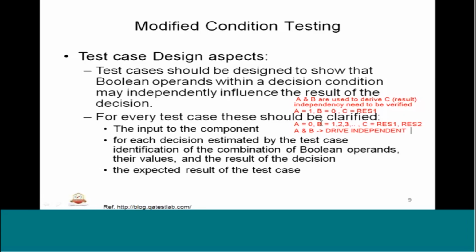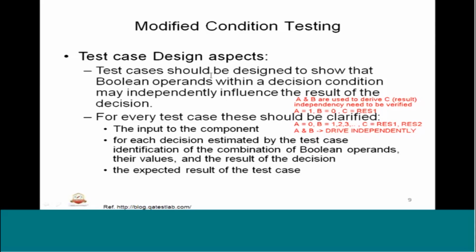So A and B will drive independently. One will be kept constant, like B, once 1, next time 2, next time 3. Sorry, we will keep A as constant. Next time we will vary B in terms of 1, 2, 3, etc. So the independency for B is being verified. So the ultimate aim is to see that the independence is achieved because of one path or one input. The decision condition is going to vary. So that is what it means.